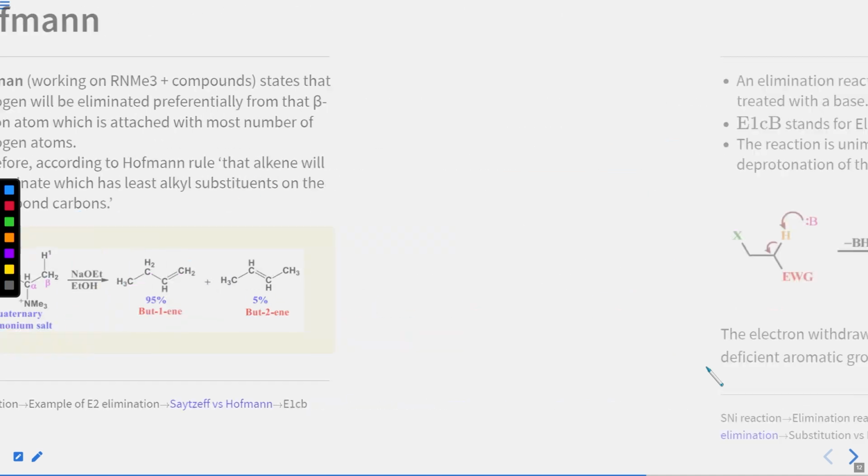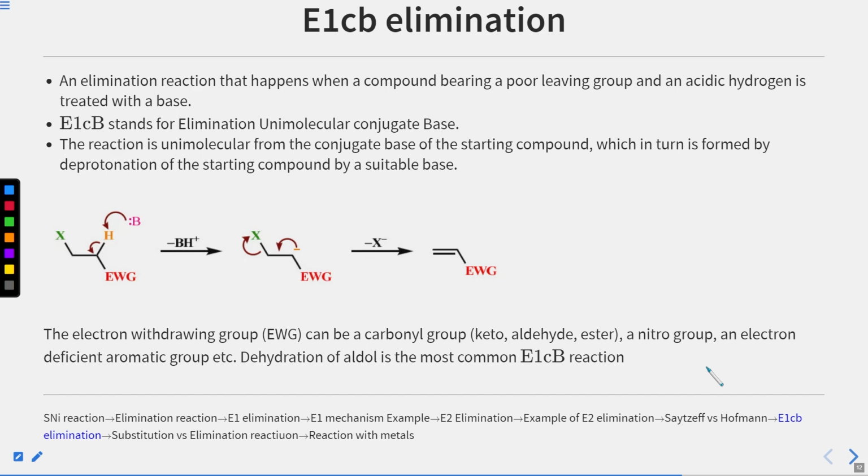Now what is this E1CB reaction? This is the third type of elimination reaction, and you must have noticed it. It is an elimination reaction that happens when a compound bearing a poor leaving group and an acidic hydrogen is treated with a base. So if you have a weak leaving group, or poor leaving group more appropriately, then the acidic hydrogen is treated with base. E1CB stands for elimination, unimolecular, conjugate base. This reaction is unimolecular from the conjugate base of the starting compound, which is formed by deprotonation of the starting compound by a suitable base.